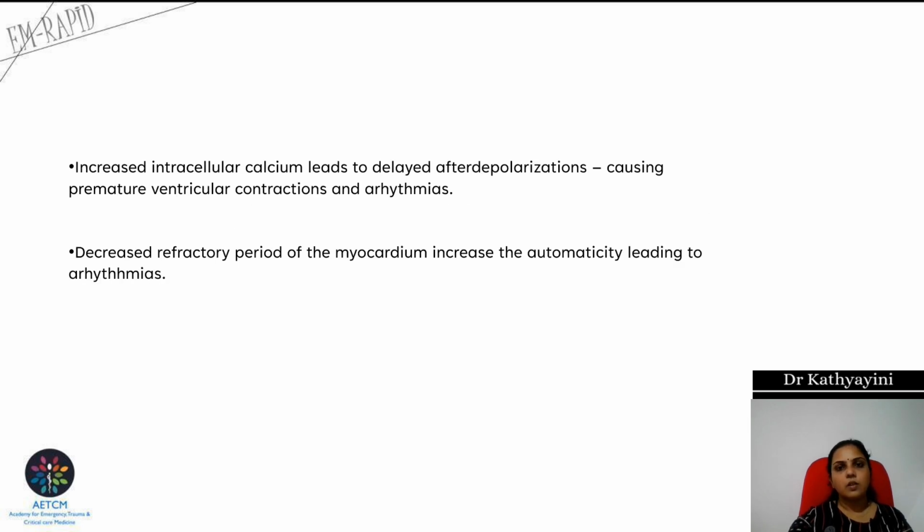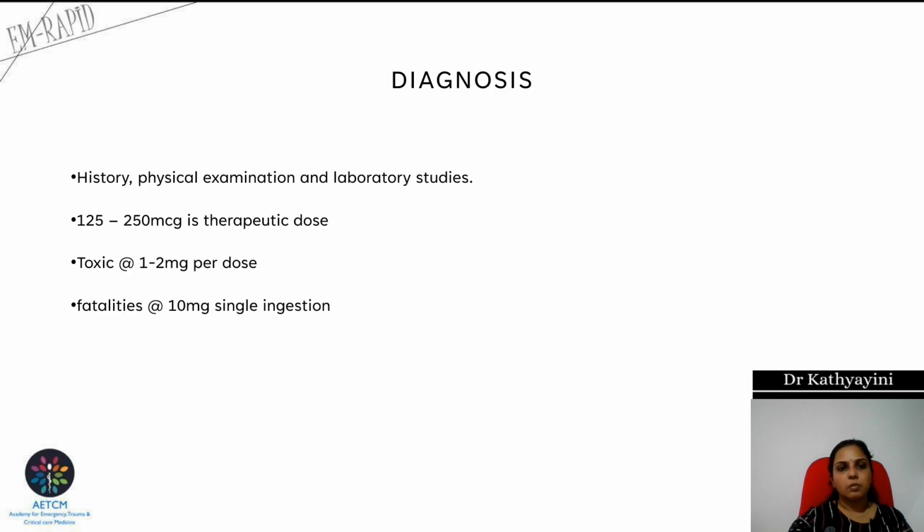The increased intracellular calcium leads to delayed afterdepolarizations, causing premature ventricular contractions and arrhythmia. There is also a delayed refractory period of the myocardium, leading to increased automaticity, increasing the chances of arrhythmia.